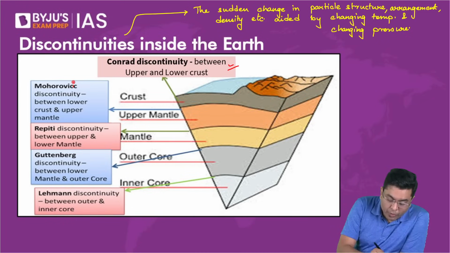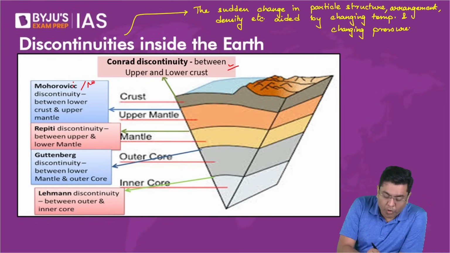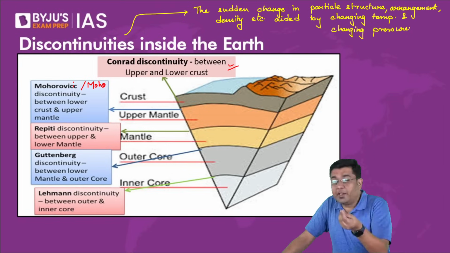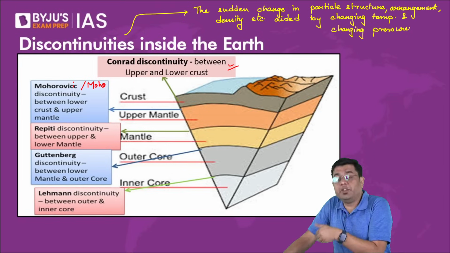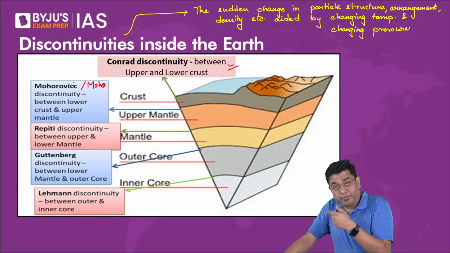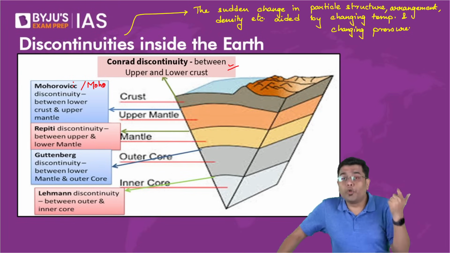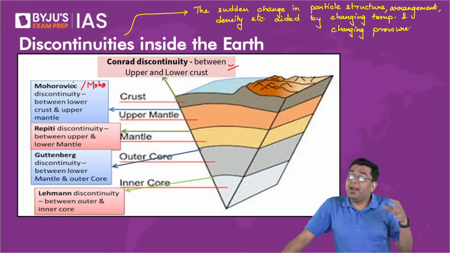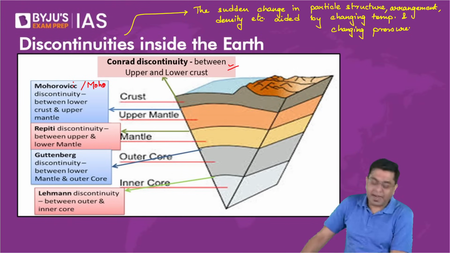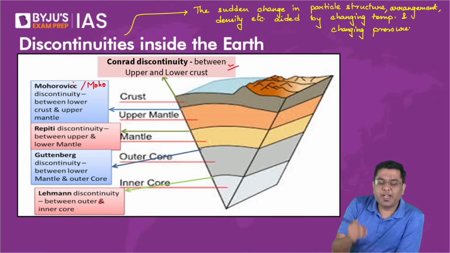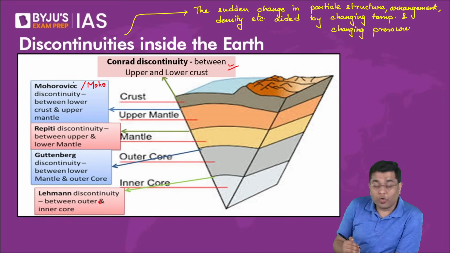Mohorovicic discontinuity, or simply referred to as the Moho. In geographical terminology, you will come across that this earthquake struck 50 kilometers underneath the Moho, or this earthquake struck with a focus at Moho. So whenever you come across the term Moho, it stands for Mohorovicic discontinuity, and that differentiates the crust and the mantle. Then you have the Repetti between the upper and the inner mantle, and then you have the Gutenberg differentiating the mantle and the core, and the Lehmann discontinuity differentiating the outer core and the inner core.